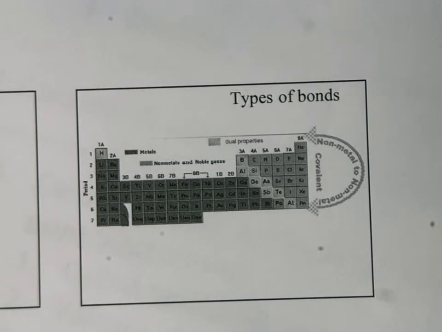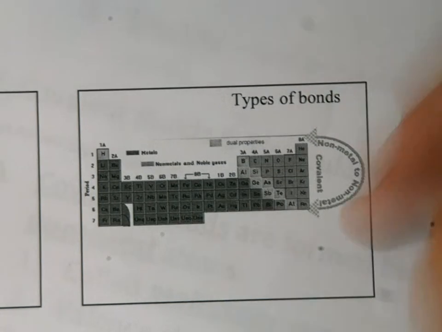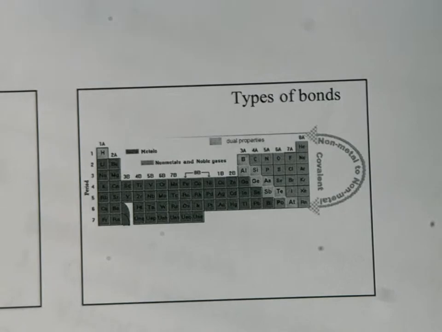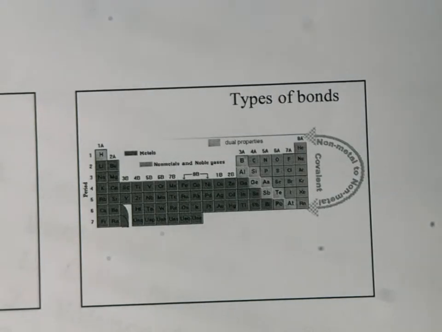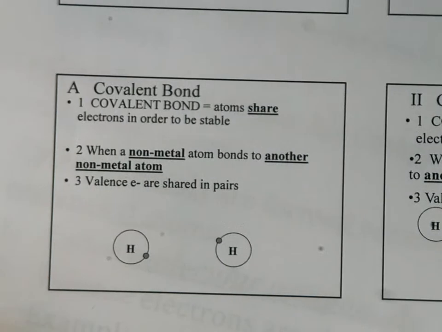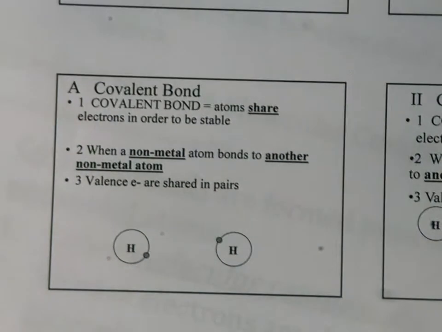So I hope the PSAT is going well for you. You're going to be recording these notes on types of bonds. We're doing covalent bonding. And what I need you to do is, now at this point, I already went over this, so you're going to have to pause the video when you're watching it.